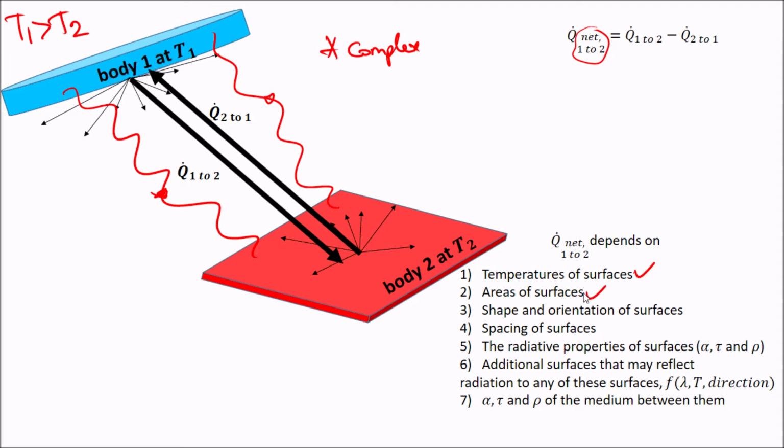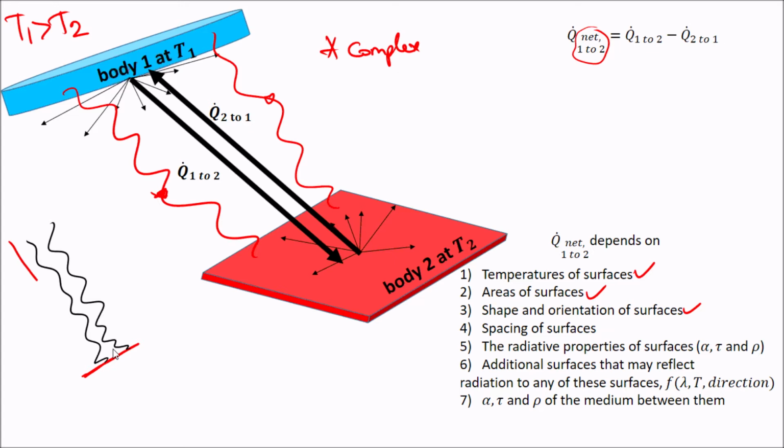The areas of the surfaces also matter: a larger area means larger heat transfer. And the shape and the orientation of the surfaces are also important. We'll talk about this in our next slides, but for a simple example, say I have a surface like this one and another surface like this one. This surface transmits radiation in that direction, say.